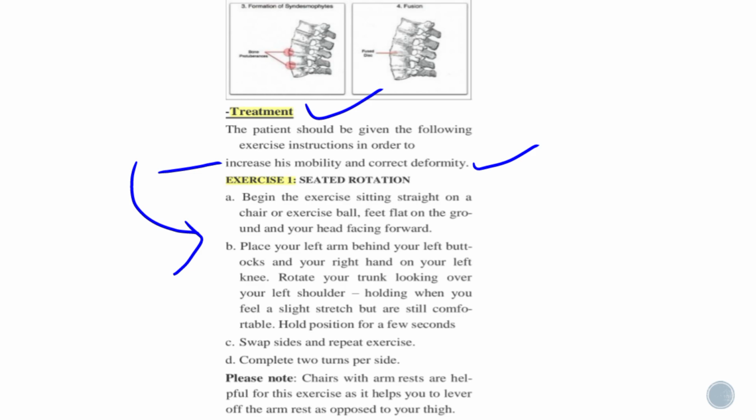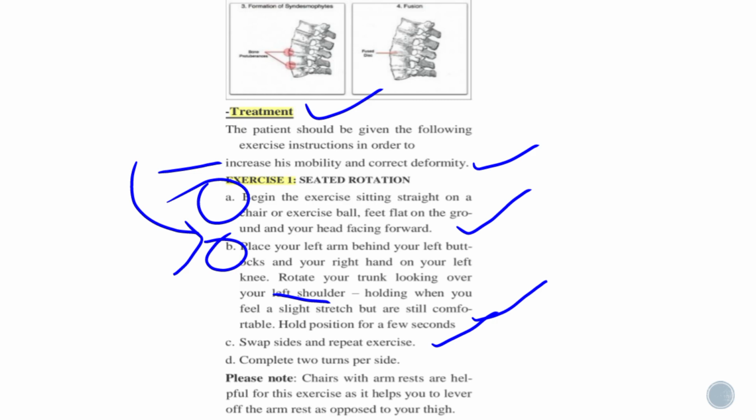Begin the exercise sitting straight on a chair, feet flat on the ground and your face facing forward. Place your left arm behind your left buttock and your right hand on your left knee. Rotate your trunk looking over your left shoulder. When you feel a slight stretch but are still comfortable, hold this position for a few seconds. Swap sides and repeat the exercise.